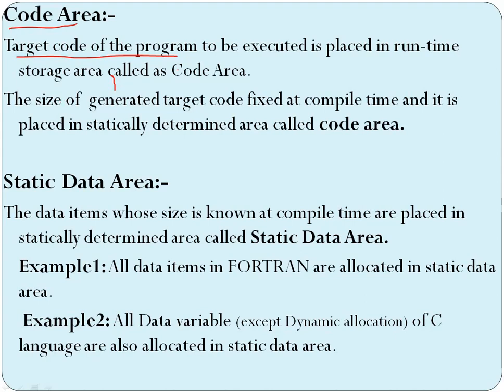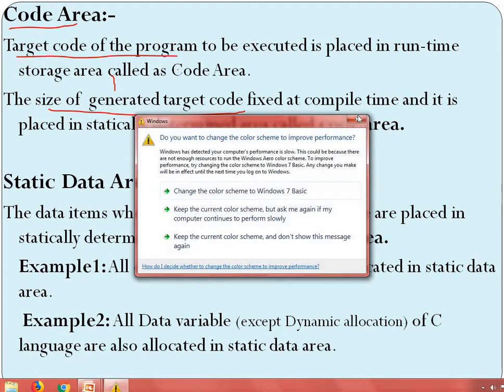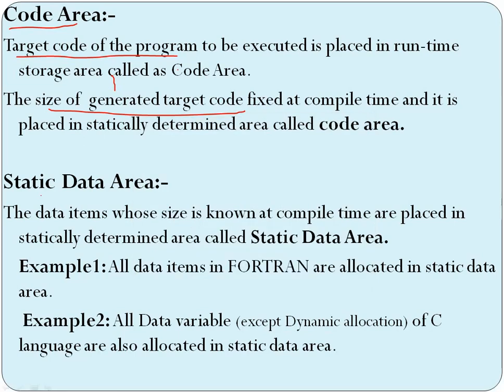The size of the generated target code is fixed at compile time, and it is placed in the statically determined area called code area. Meaning the size of the exe code does not change during the program execution.